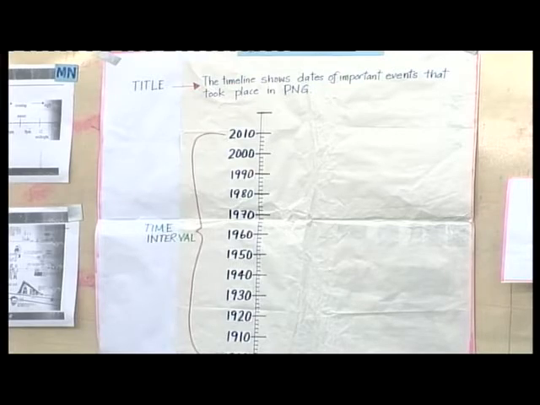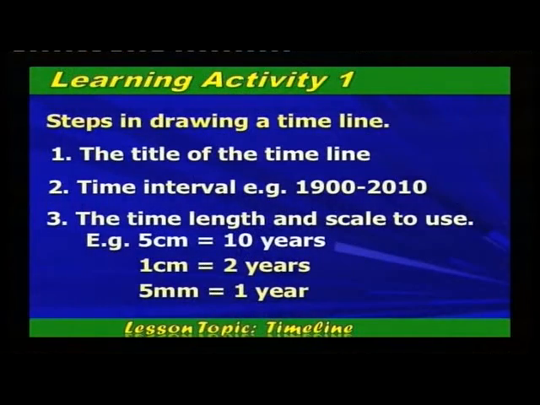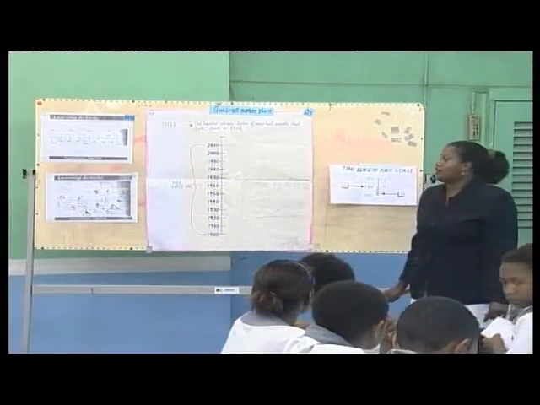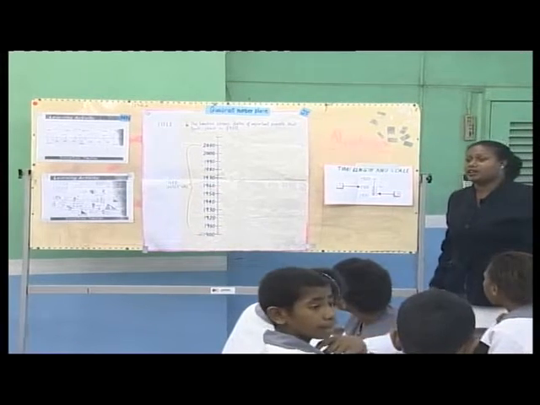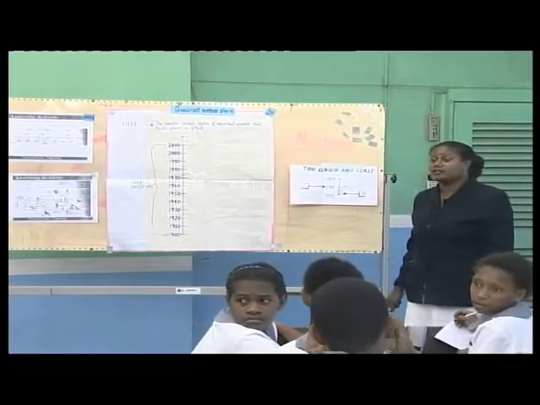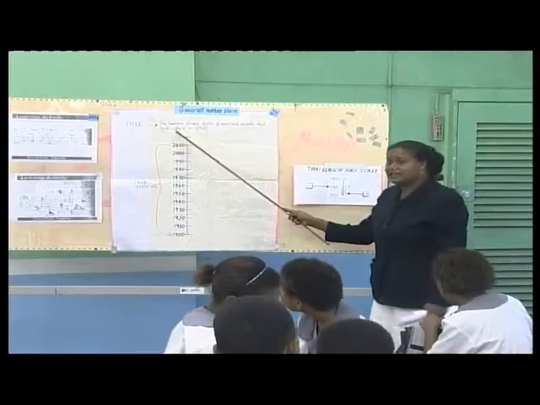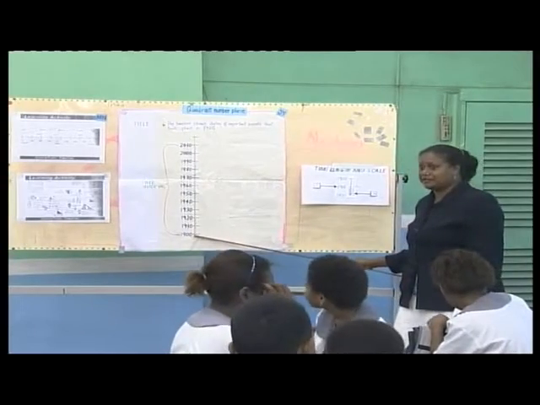Now, on a timeline, there are three main things that you should have on a timeline. Uval, are you listening? We have the title of the timeline. For example, what is the title of this timeline, receiving student? Timeline shows dates of important events that took place in PNG. All right, very good. That is the title of this timeline. That is the first thing you do.